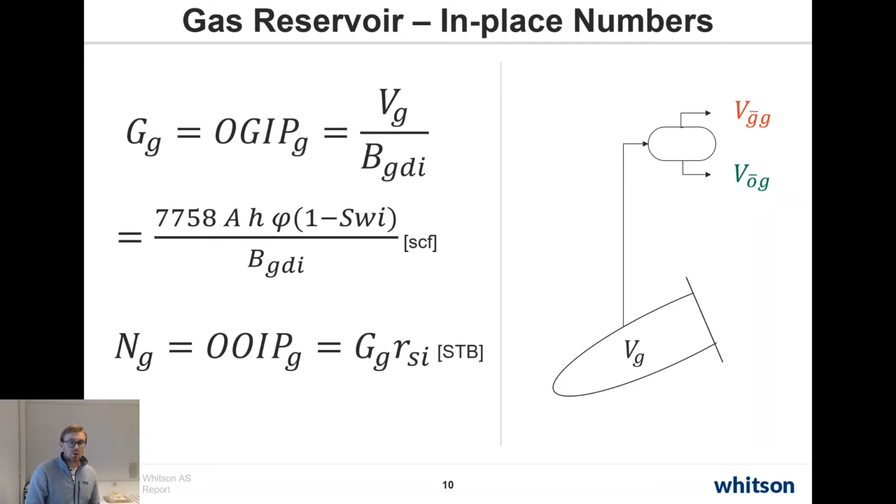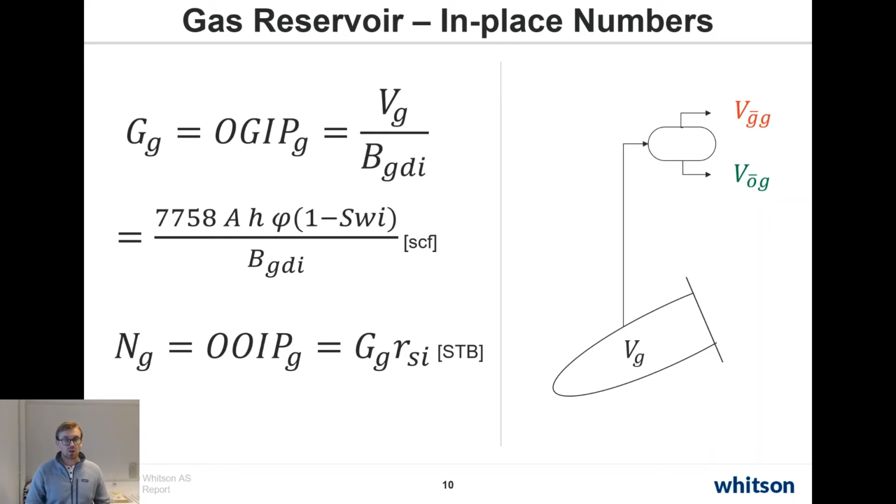And if we would like to calculate how much condensate there is in place in that reservoir gas volume, we simply take the so-called solution CGR, indicated by this little rs right here, and multiply with this original gas in place volume originating from the reservoir gas, and we get an original oil in place number with a subscript G, indicating that this oil originates from the reservoir gas.